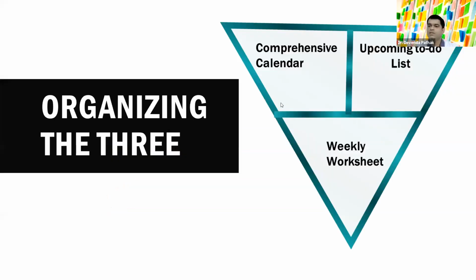So what I said is the three things. One, you should have the upcoming list. So these two categories, the comprehensive calendar and the upcoming to-do list, will feed the weekly worksheet, which is the most important tool which will give you increased productivity or increased efficiency. So these two, the upcoming to-do list and the comprehensive calendar, keep on feeding the weekly worksheet.